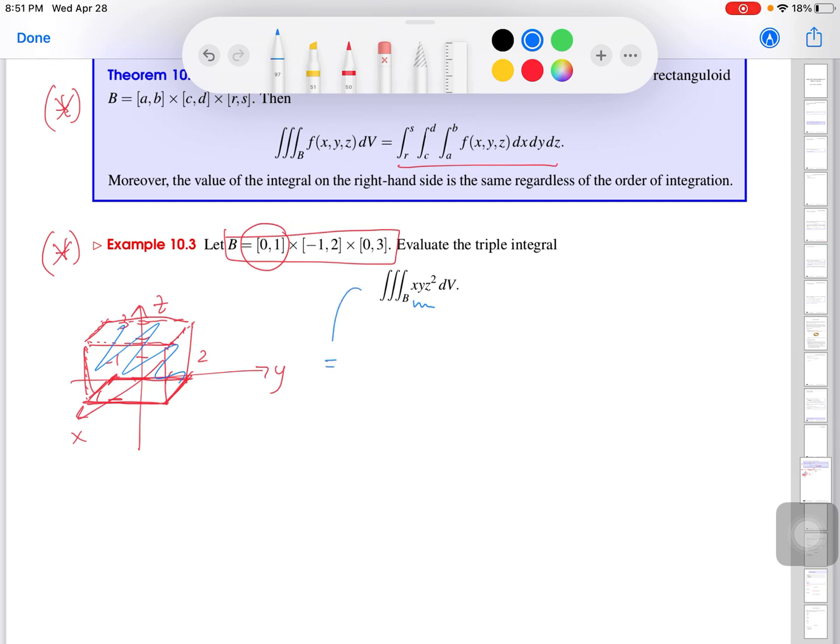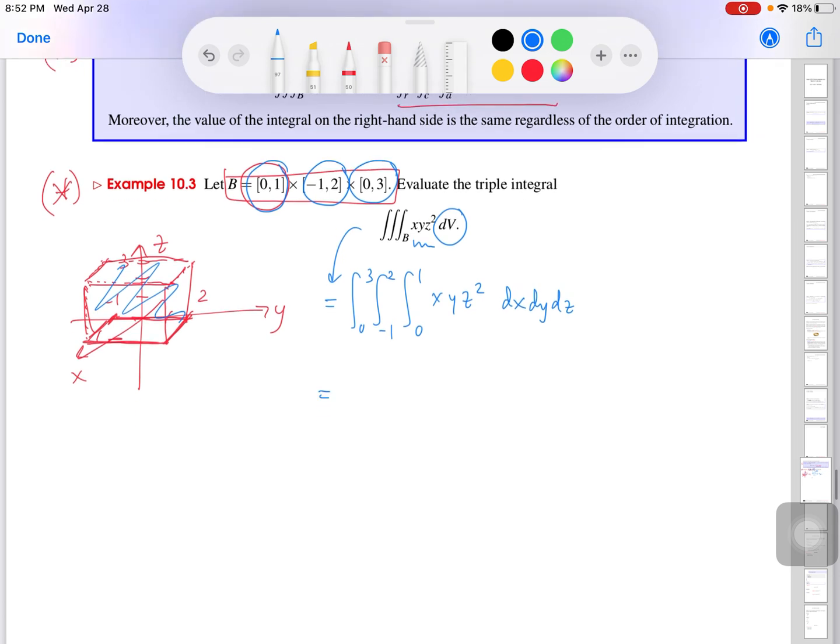So Fubini's theorem says that the integral of this function with respect to the dV volume element, and again the convention there is unless you are told the order, you assume dx, dy, dz, and you put these as your x, y, and z bounds. So x is going to go from 0 to 1, and then let's see, y goes from -1 to 2, and then z goes from 0 to 3. Okay, great. So now let's go ahead and integrate this.